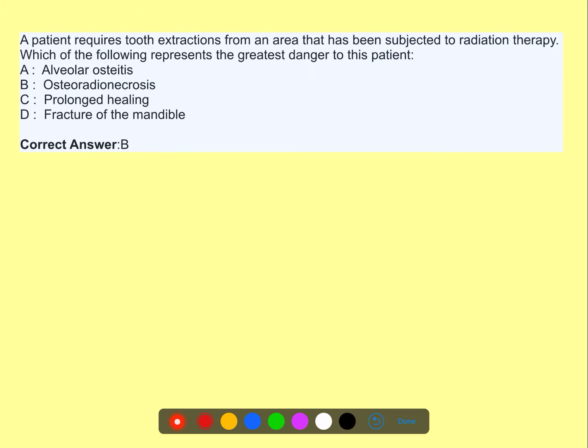A patient requires tooth extraction from an area that has been subject to radiation therapy. Which of the following represents the greatest danger? For this question, you have to remember, if any patient has a history of radiation therapy, you should not do the extractions for a period of 6 months after therapy, because it may end up with osteoradionecrosis.